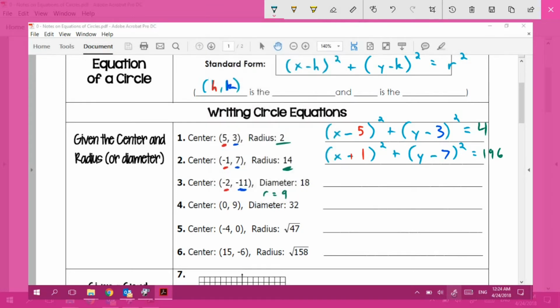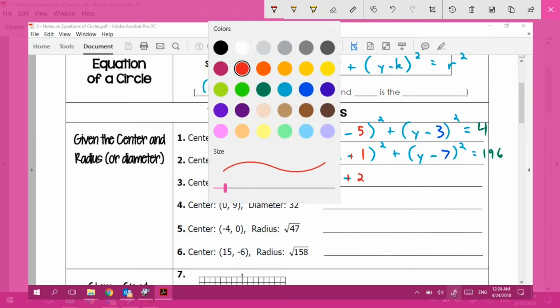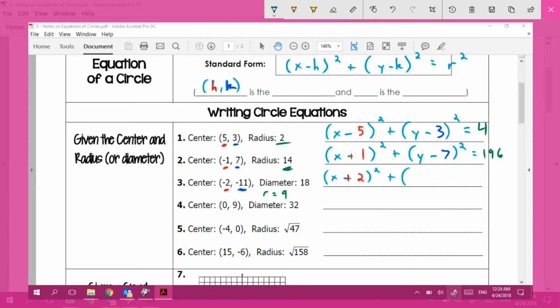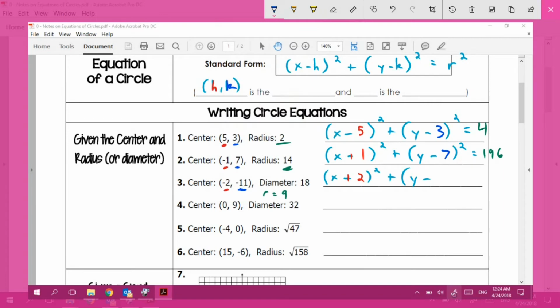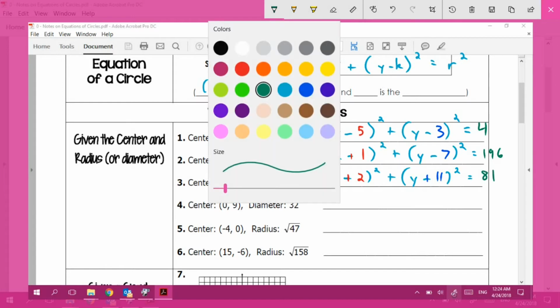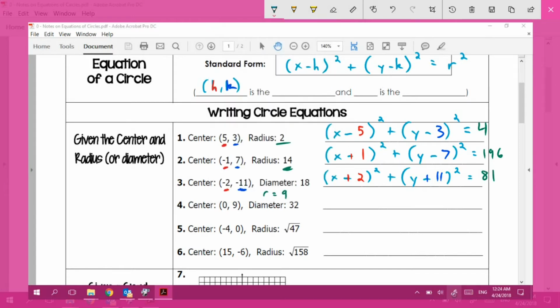So now let's write our equation. X minus a -2. What happens when I subtract a negative number? It becomes a plus. So x plus 2 squared plus y minus what? Minus a -11. So once again, if I'm subtracting a negative, I'm going to turn it into a plus. Plus 11 squared equals, my radius, we found that is 9, so it's 9 squared. But what's 9 squared? That's 81. So we're just going to write 81. Alrighty, so you guys try the next 3 on your own.